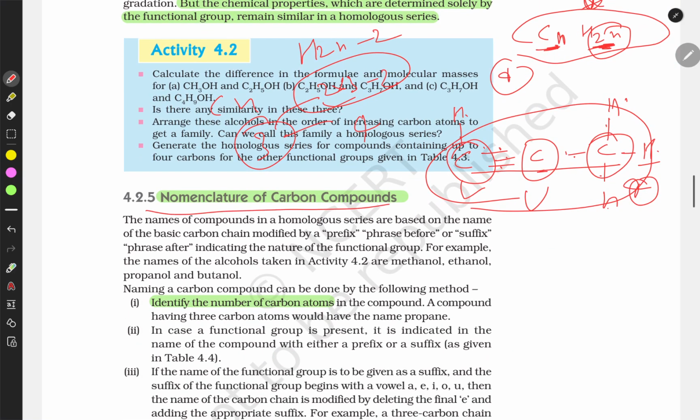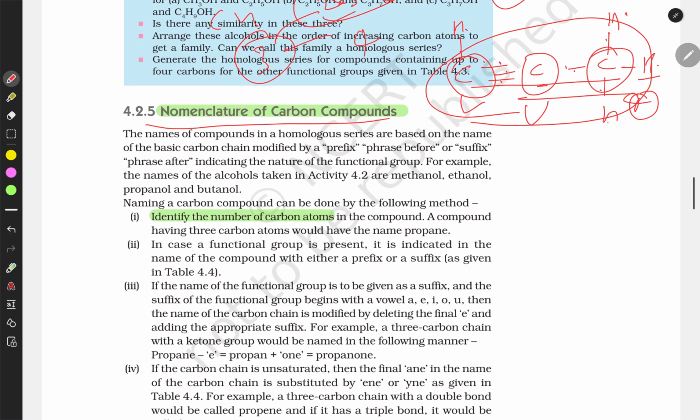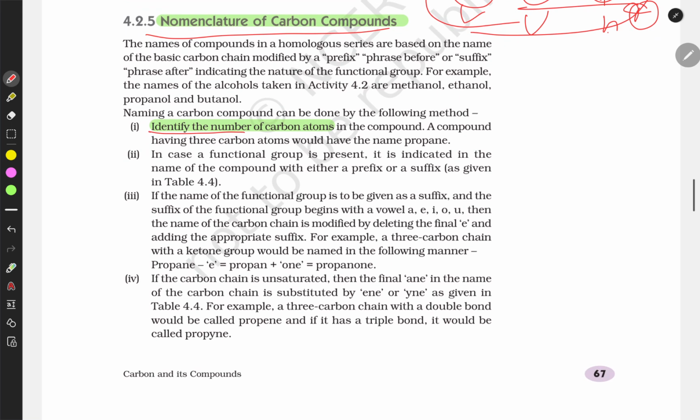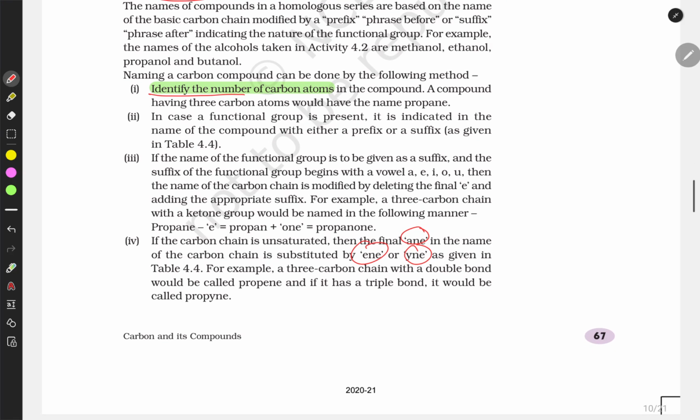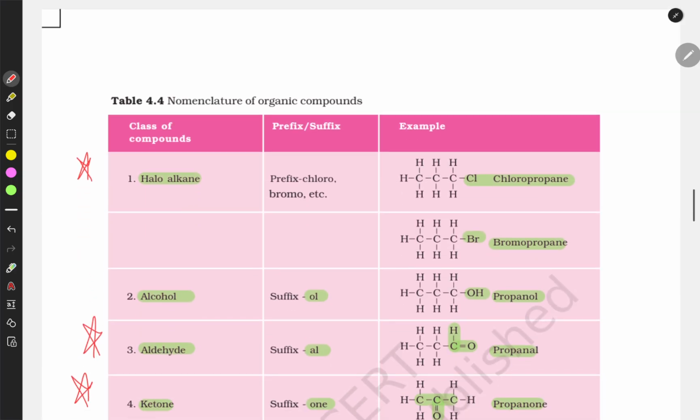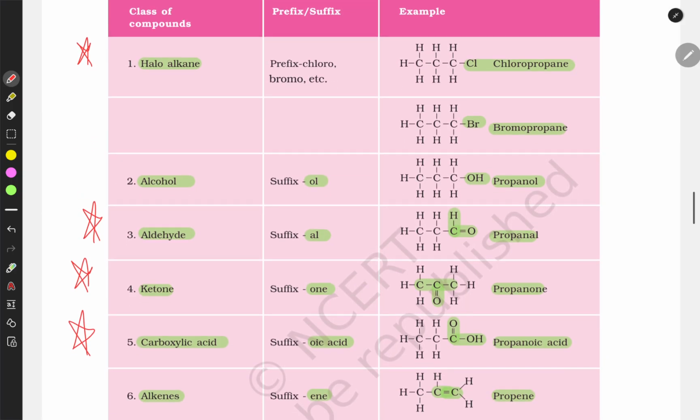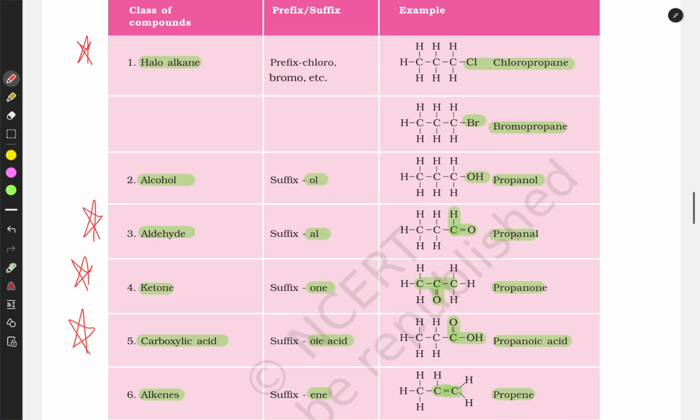So let's discuss the nomenclature, how we can name these compounds. The identity of the carbon atom should be known, and whether it is a single bond, double bond, or triple bond. If a functional group is present, it is indicated in the compound name with either a prefix or a suffix. So these are the compounds, these are the suffixes, and these are the examples.